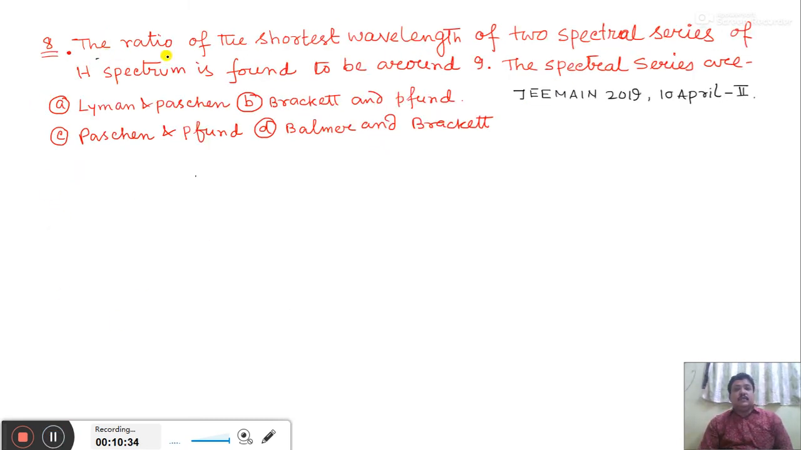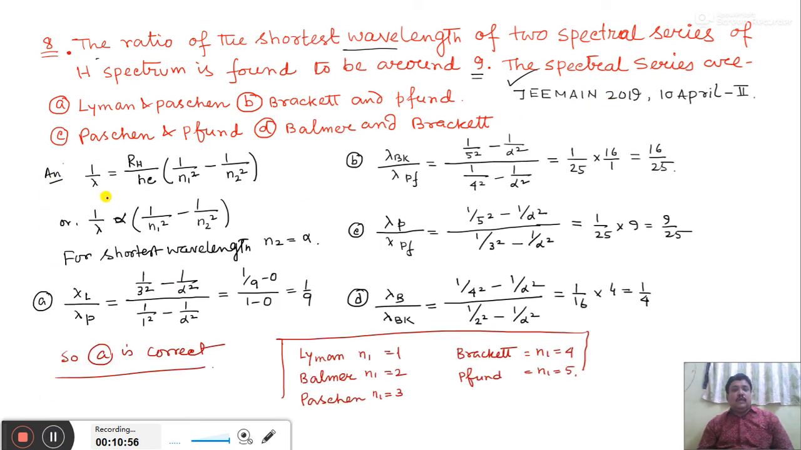My next question is: the ratio of the shortest wavelength of two spectral series of the H spectrum is found to be around 9. The spectral series are Lyman and Paschen, Brackett and Pfund, Paschen and Pfund, Balmer and Brackett. This question came in JEE Main 2019 exam. We know 1/λ = (R_H/hc) × (1/n1² − 1/n2²). So 1/λ is proportional to 1/n1² − 1/n2². For the shortest wavelength, in all cases n2 is infinity.